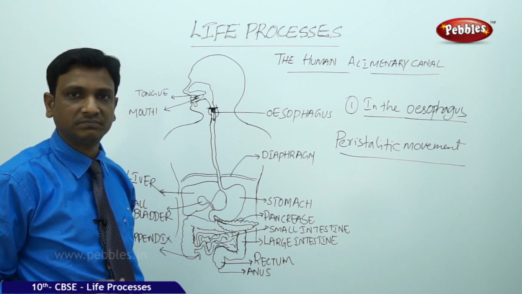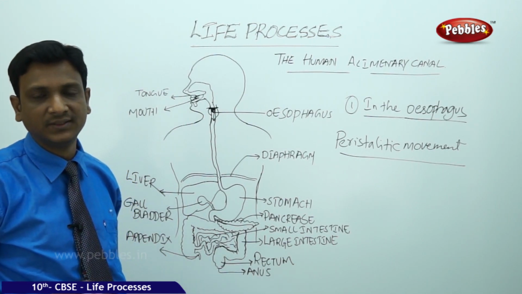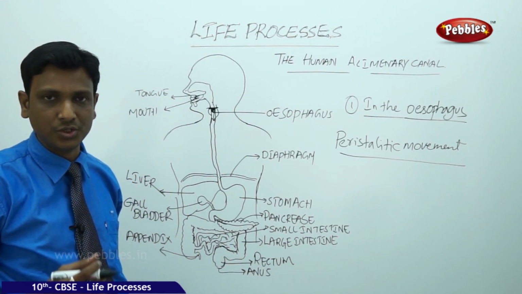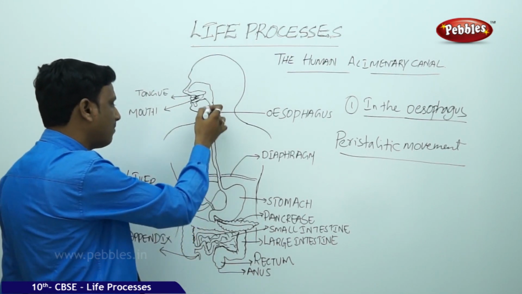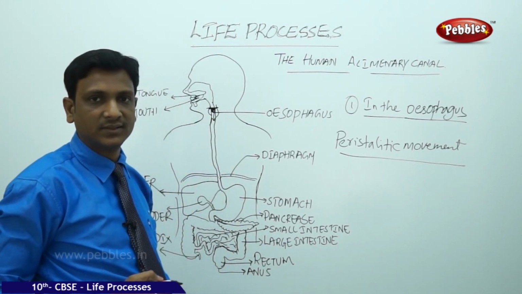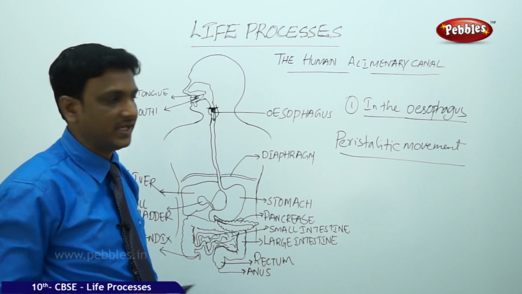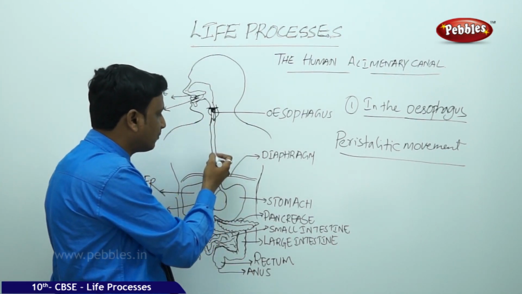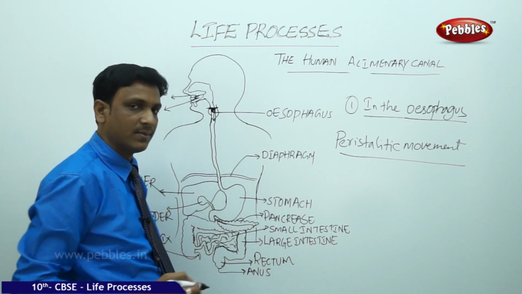There is no digestion in the esophagus. The esophagus is just a passage, a tube through which the food passes from the mouth to the stomach. That's all. No other digestion takes place in this part. Only the peristaltic movements push the food downwards into the stomach.